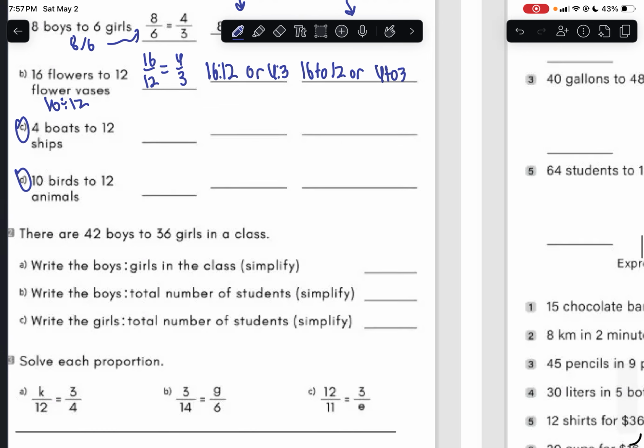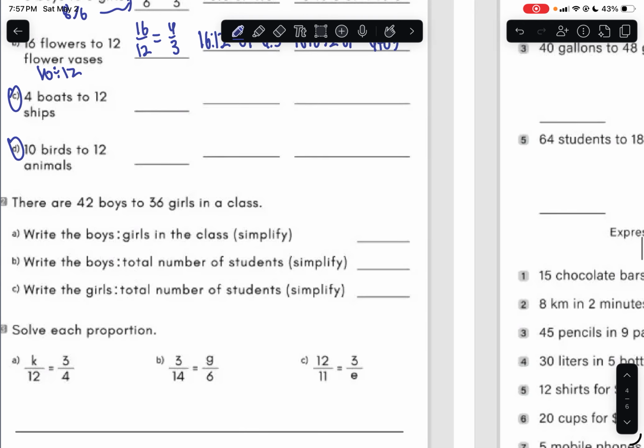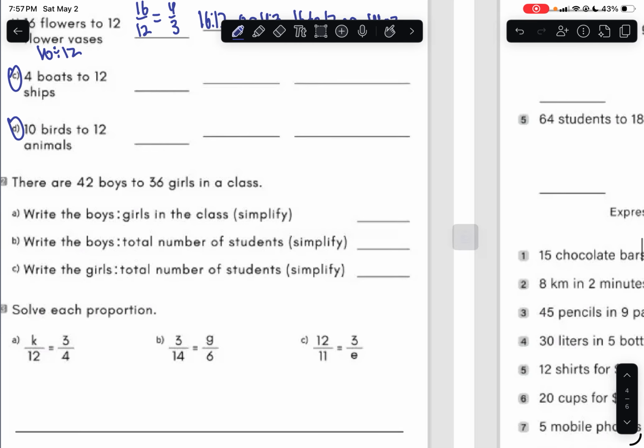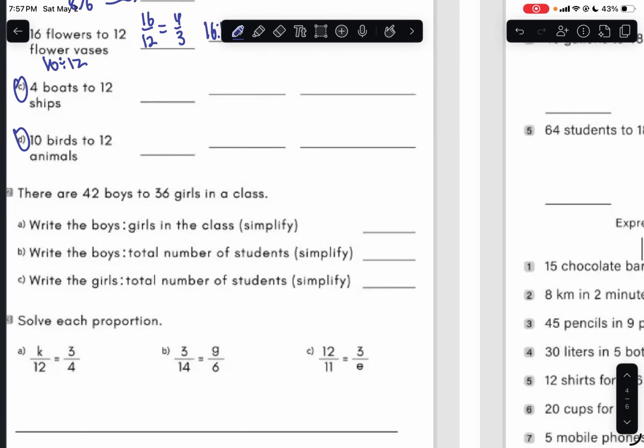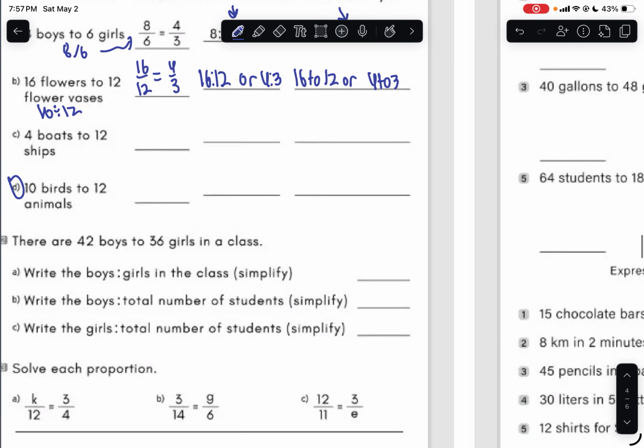Next, there are 42 boys and 36 girls in class. Write the boys to girls in the class. I want you to do this. Okay, what I'm going to do is I'm going to do C, and then I'm going to have you do number 2, like all of this.